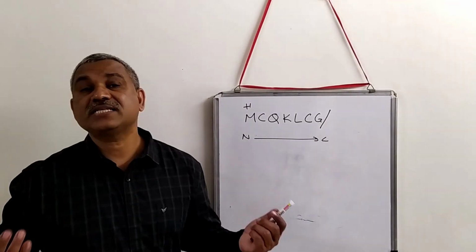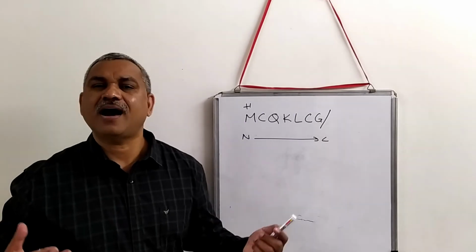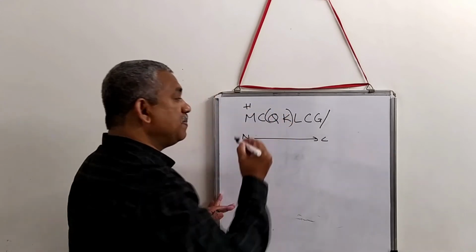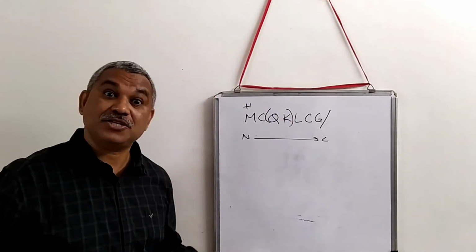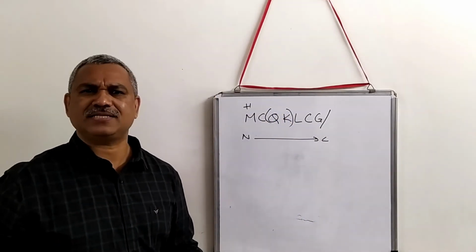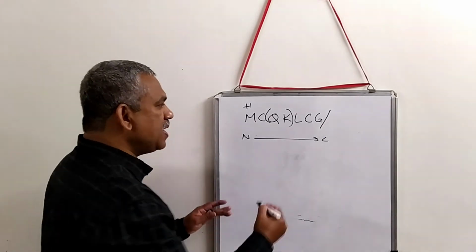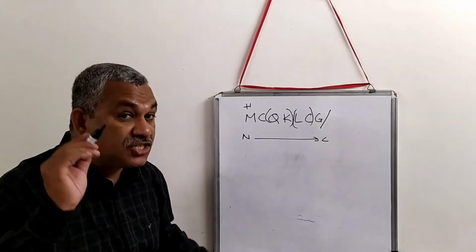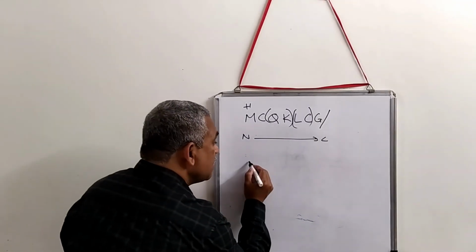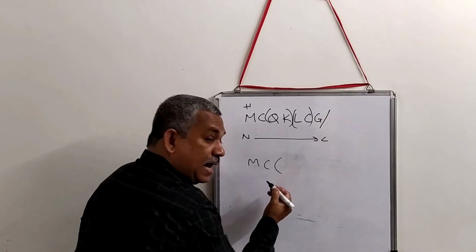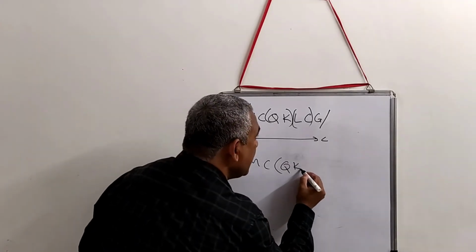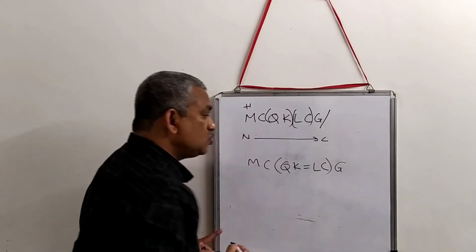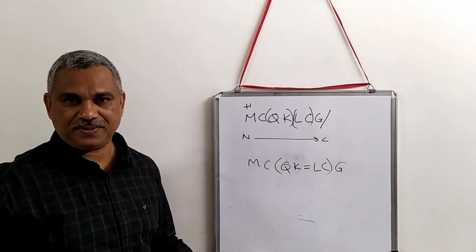Many times there are sequences that are undetermined. In such cases, what do we do? We put a bracket to show that these sequences are undetermined. There may be other undetermined sequences also. In such a case, how do we write the sequence? We write MC, bracket begins Q, K equal to L, C bracket closed, and G. So this is how we write.